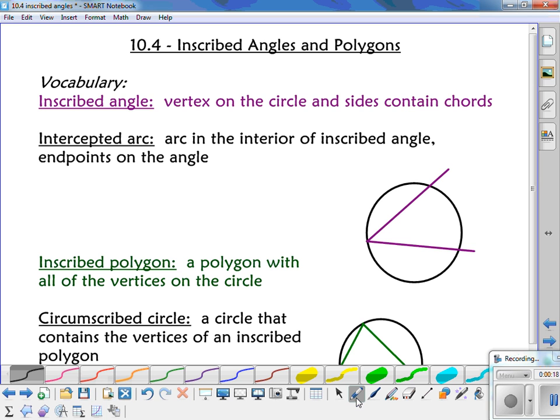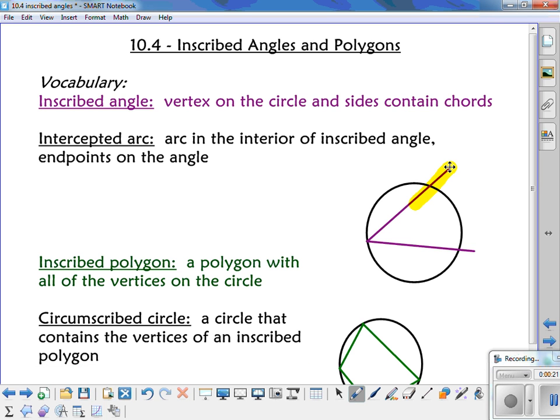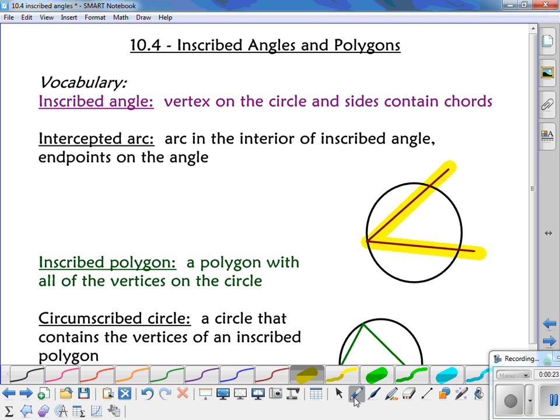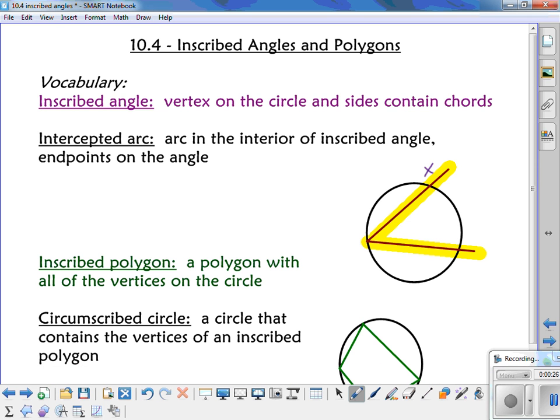So for instance here, looking at this angle, I'll go ahead and label that. We'll call it X, Y, Z. Angle XYZ is an inscribed angle. You can see that the vertex Y is on the circle, not in the center, and it contains chords. We have a chord right here and a chord right here.